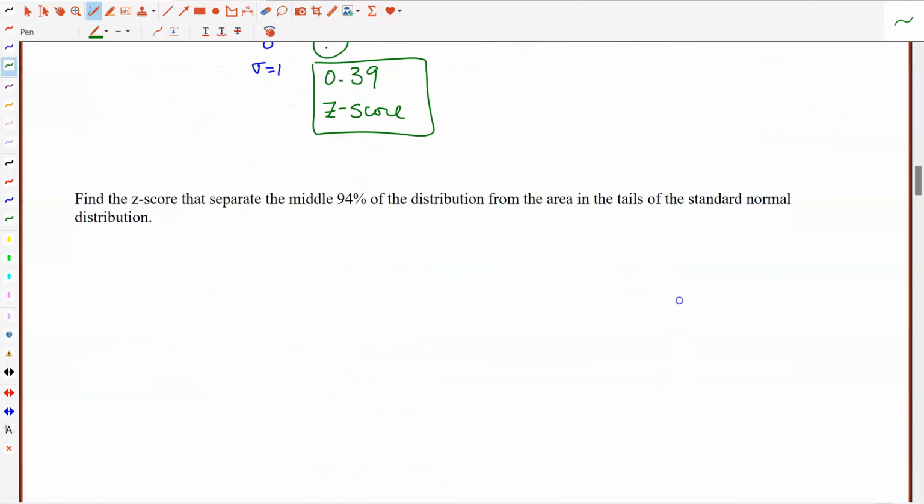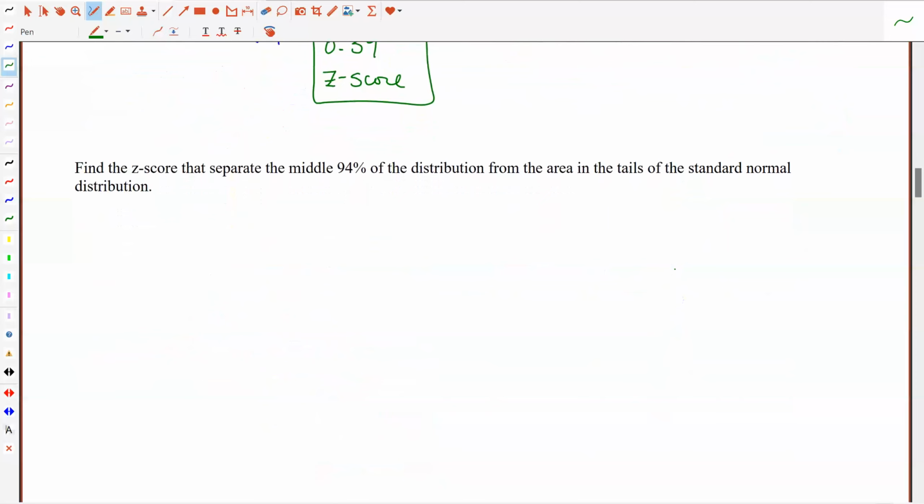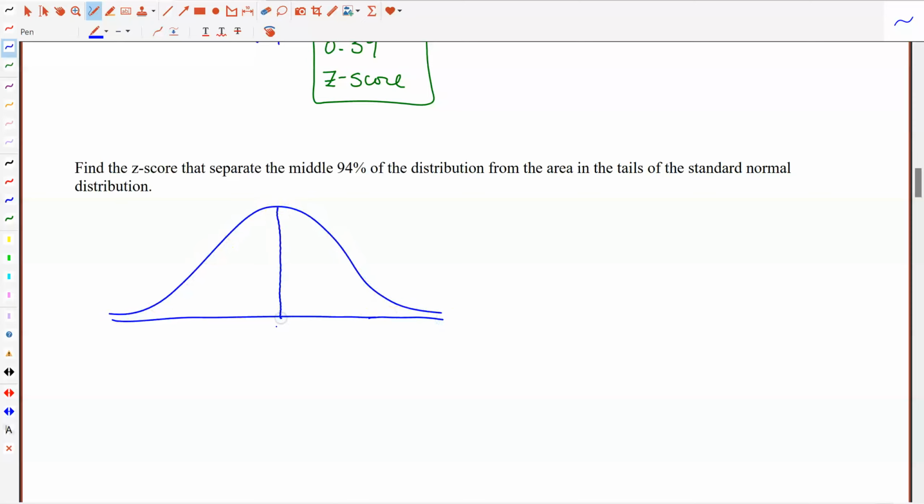What about if I'm given area in the middle? So for the last one we're going to look at, it says find the z-score that separates the middle 94% of the distribution from the area in the tails of the standard normal curve. Alright, so again, we're going to start with a sketch so I can see what's going on. Sketch a normal curve. You get really good at sketching curves when you do these types of problems because you're going to sketch a new curve for each problem. Since I'm looking at the standard normal curve, I know the mean is 0 and the standard deviation is 1.